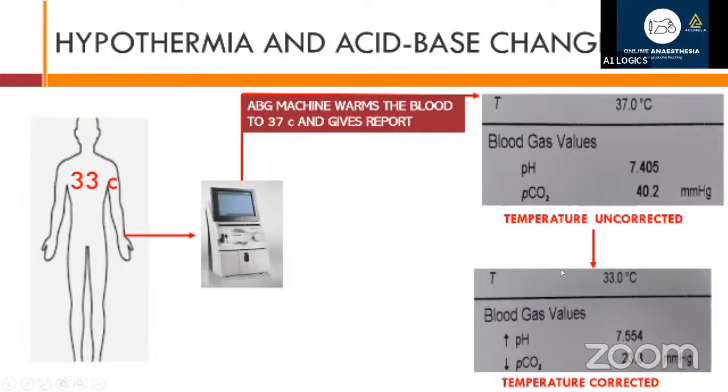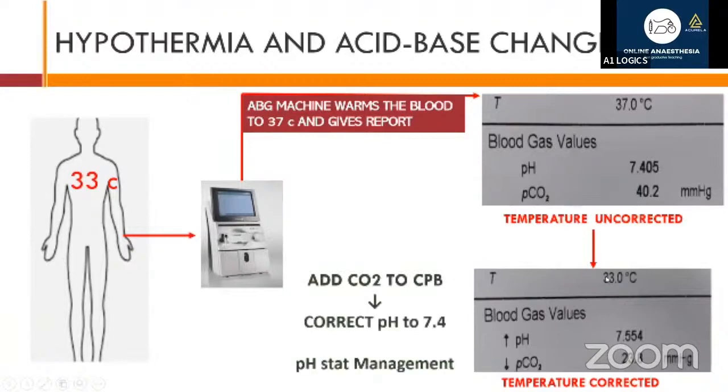So what to do? If there is a respiratory alkalosis, there may be a decrease in oxygen delivery, and because of the hypocarbia, there will be cerebral ischemia also. In the previous days, they always corrected this ABG by correcting the carbon dioxide. So they added carbon dioxide to the circuit and always maintained a pH of 7.4. This was called pH stat management. But once you give carbon dioxide into the circuit, there will be cerebral vasodilation, cerebral edema and embolization risk. So now we are accepting this ABG value, which is uncorrected, and that is called alpha stat management.